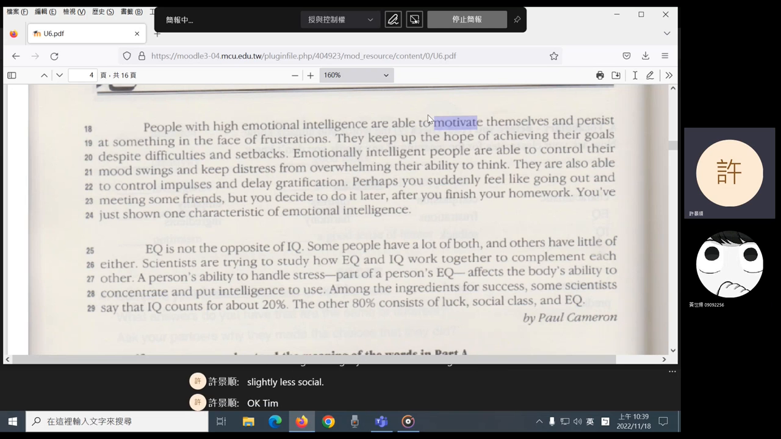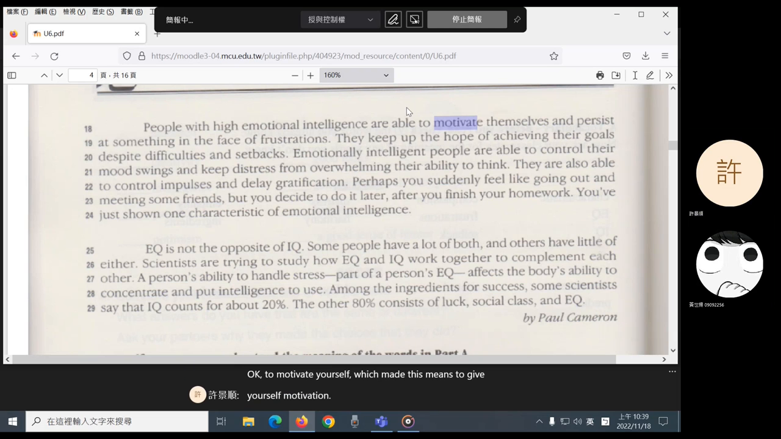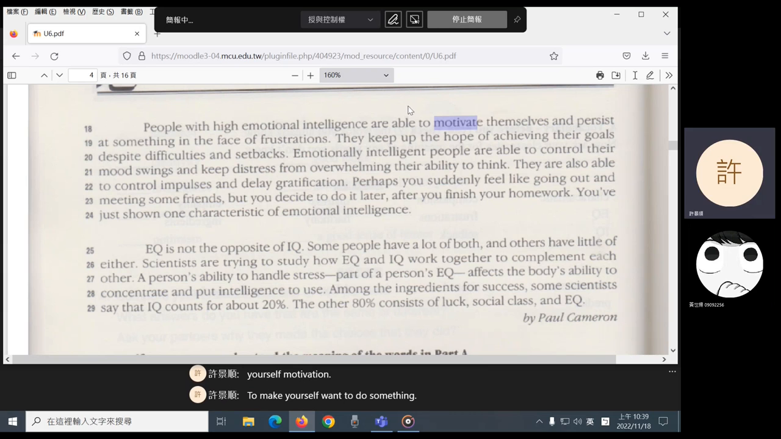Okay, to motivate yourself. This means to give yourself motivation. To make yourself want to do something. To persist means to continue. It's a stronger form of continue, right? Because usually if you use the word persist, that means you are facing some kind of obstacle or frustration. So even when people are working against you, or even when there are many obstacles, if you keep going, then you are persisting.